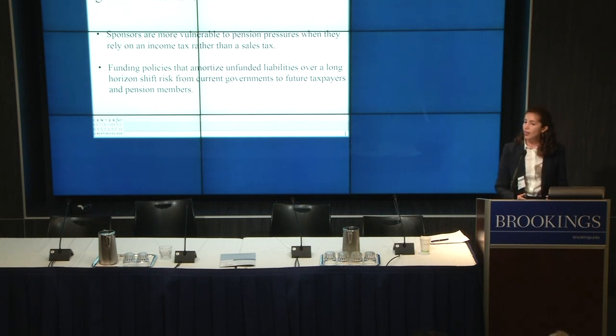And the authors present what I think is a really novel finding in the literature, that the stress is worse for states that have more pro-cyclical revenue streams, such as an income tax rather than a sales tax. And they also point out, I think, a more commonly accepted view that funding policies that amortize unfunded liabilities over a really long horizon push risks from current generations onto future generations.